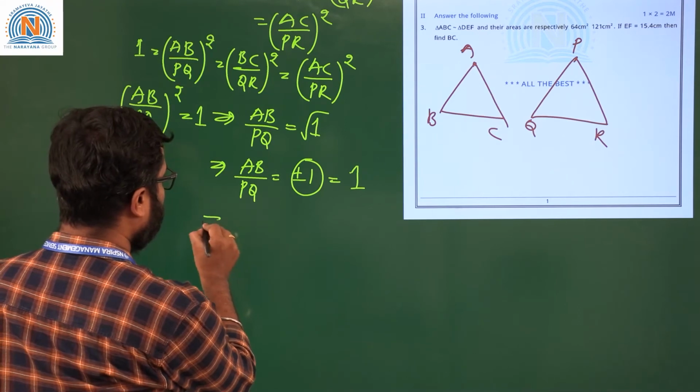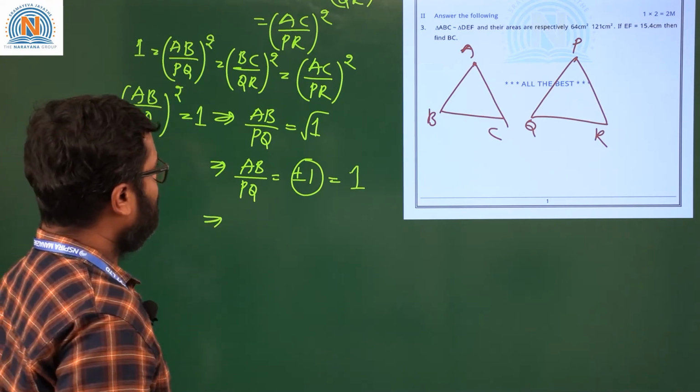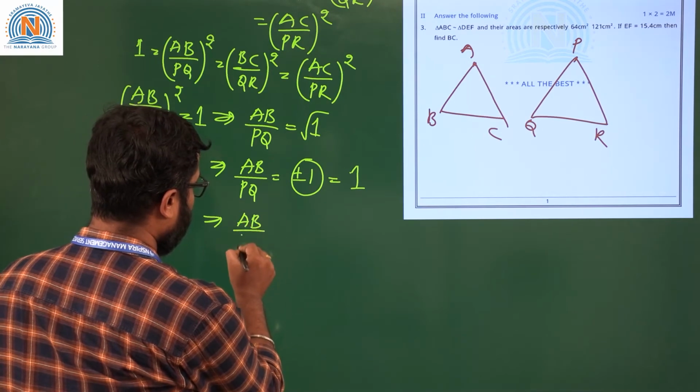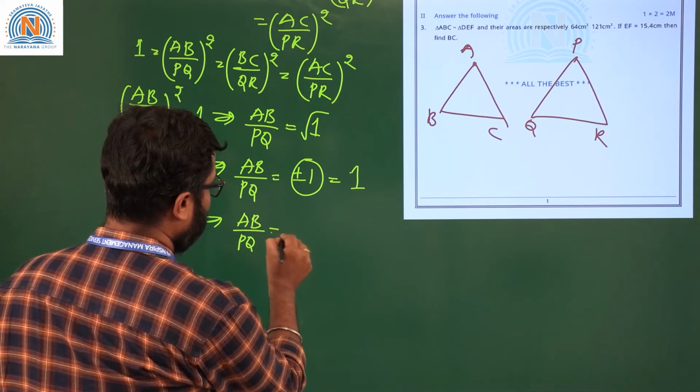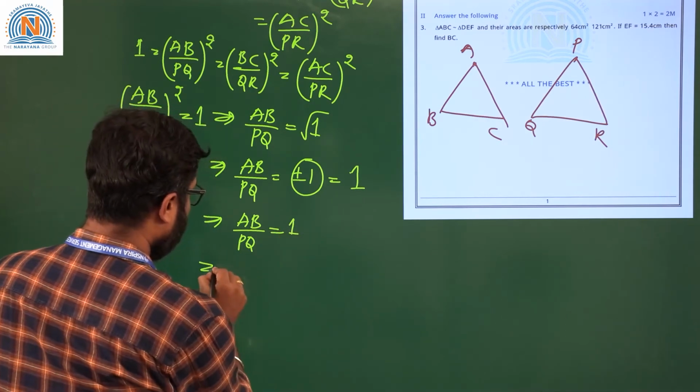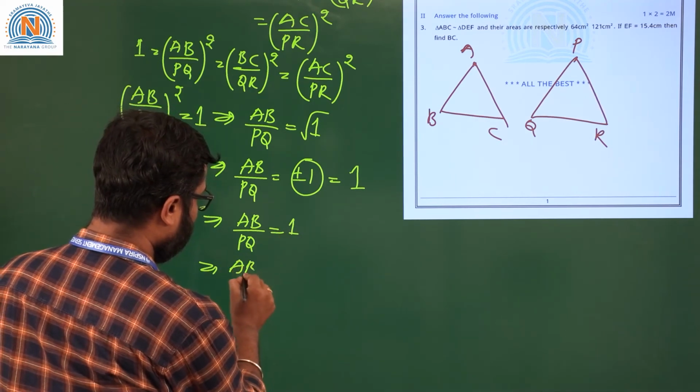So now here AB by PQ is equal to what, children? 1. Now AB is equal to what, children?